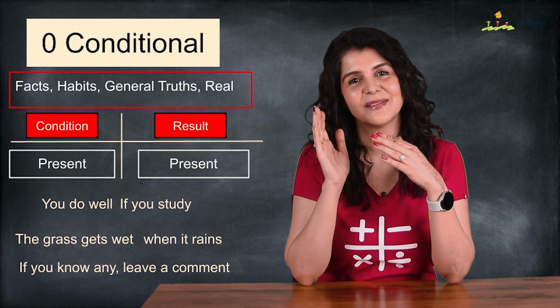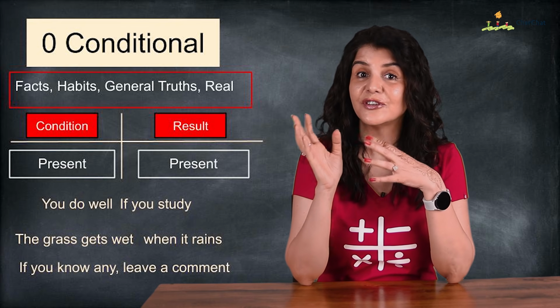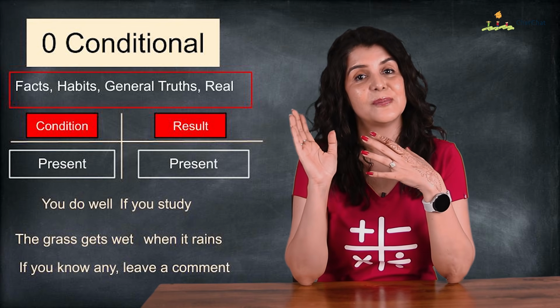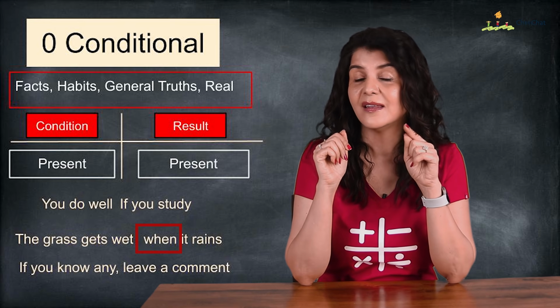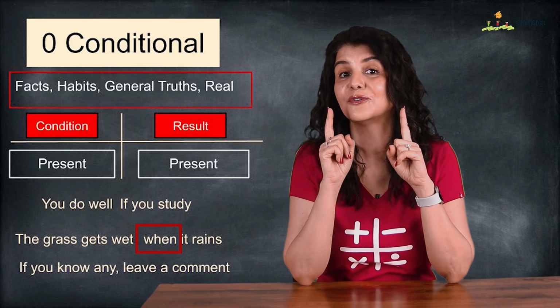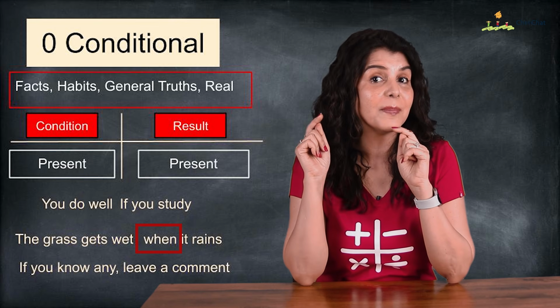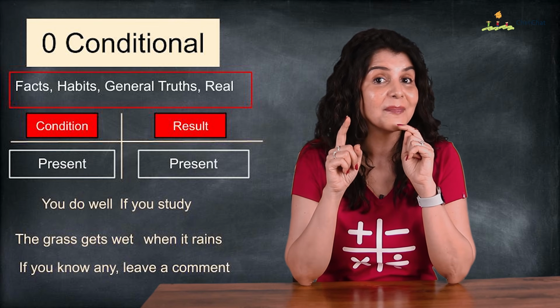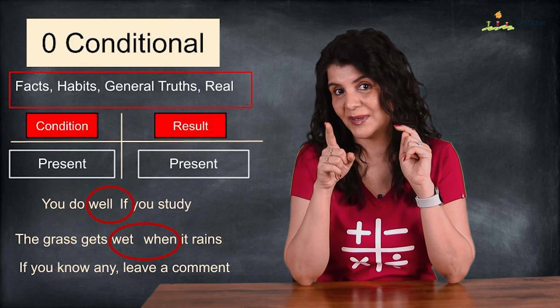The grass gets wet when it rains. Now, both the condition and the result are in simple present tense. Notice also, we've used when in place of if, and we're going to talk about this difference soon. But before that, also notice the punctuation. When the main clause comes before the if clause, the comma disappears.